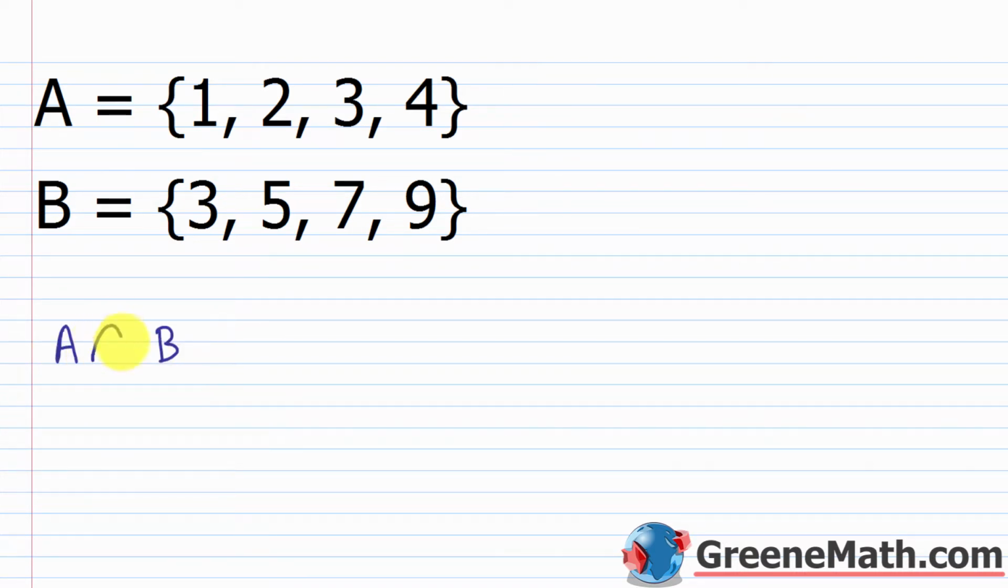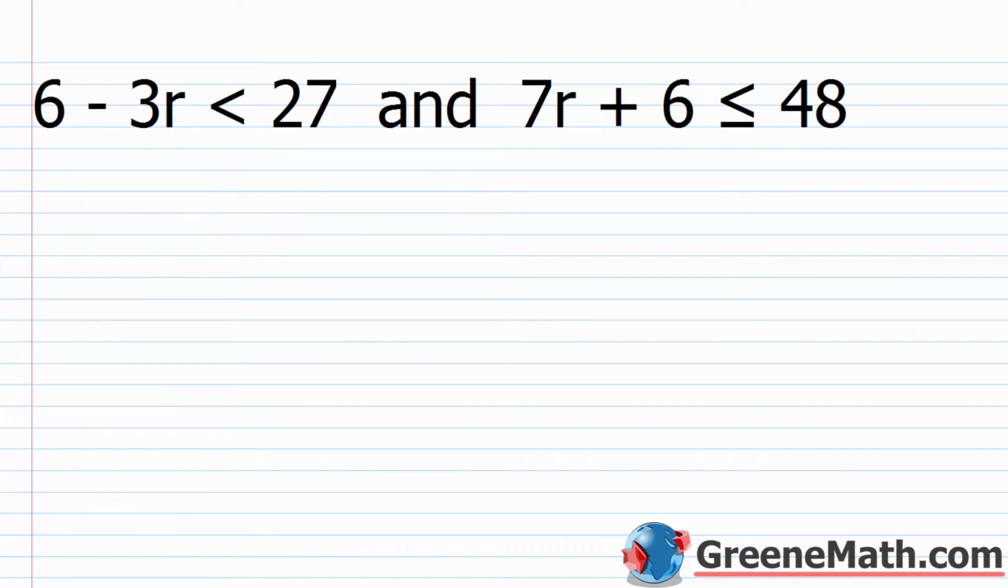This is the symbol for that. And this contains all the elements that are common to both. Well, if you look through here, it's just 3. That's the only element that's common to both. So this set contains one element, and that element is 3. And when we're solving this compound inequality with and, we're doing the same thing. We're looking for the intersection of the two solution sets. All right, so let's get started with the first problem.